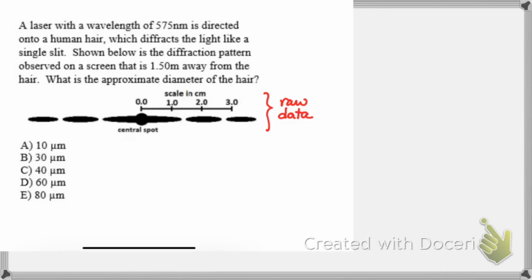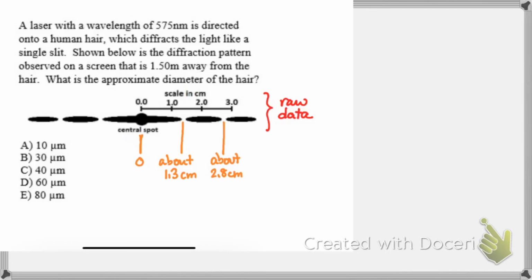So first I need to figure out what this data is telling me. Diffraction patterns, the important fringes are actually the dark fringes. So I'm going to estimate where the dark fringes are. I get to choose where 0 is again, but you would always choose that to be the central spot. It's just the nature of diffraction.